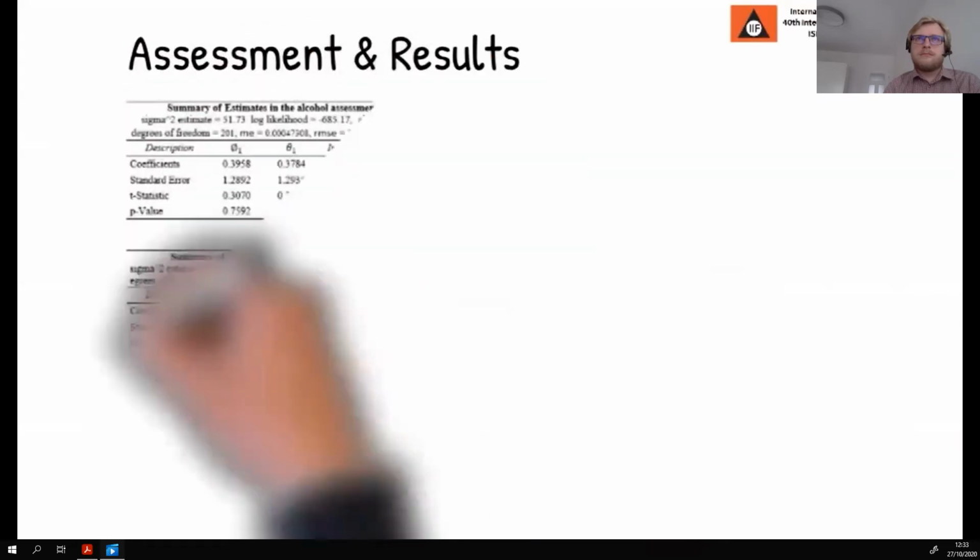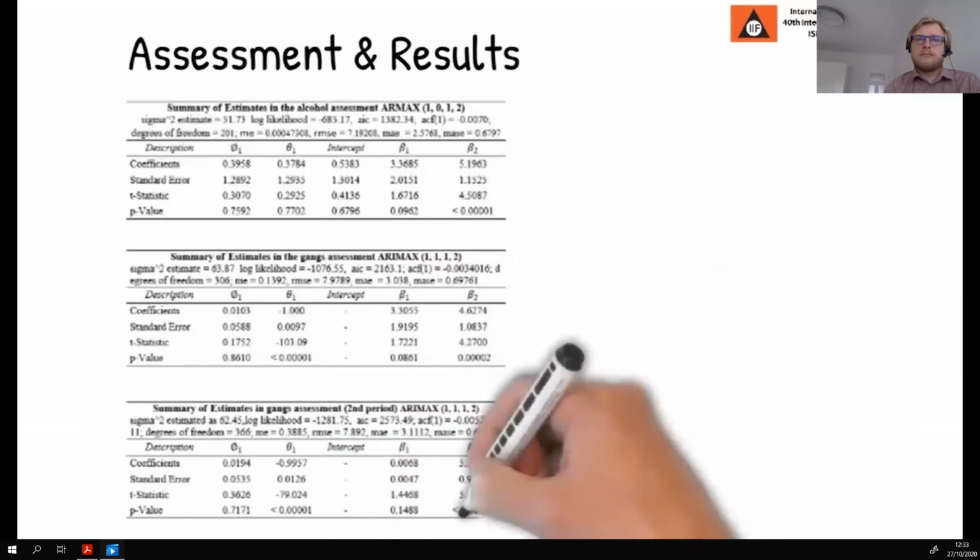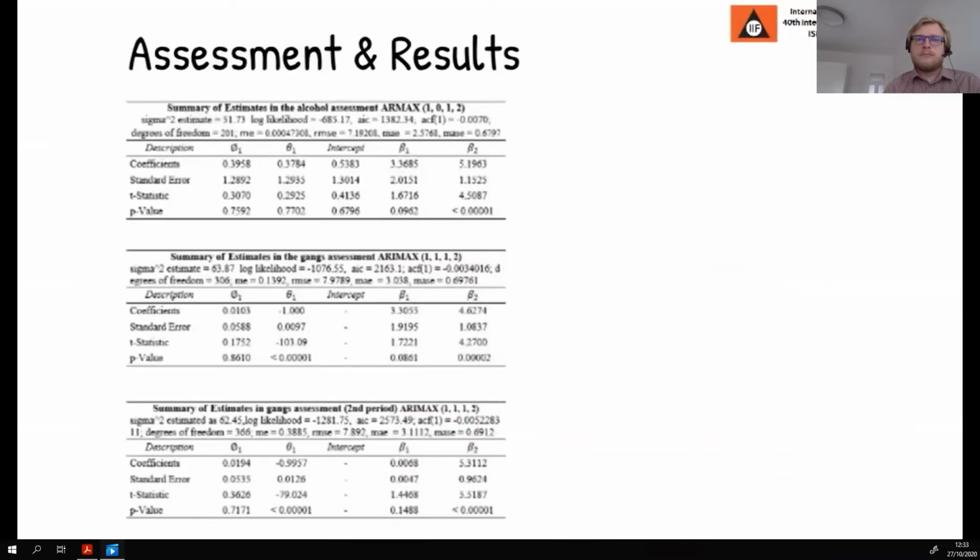After simulating some models' performance, we opted for an ARIMAX (1,0,1,2), where the first order is for the autoregressive parameter, the second order for the integration, the third order for the moving average parameter, and the final order represents the number of exogenous variables. For the football firms assessment, we opted for an ARIMAX (1,1,1,2). The choice for those models was based on the minimum Akaike criterion.